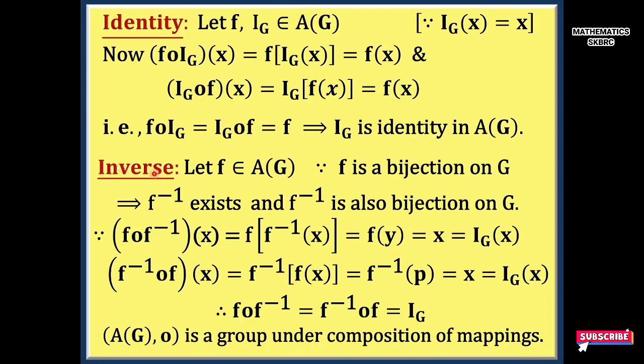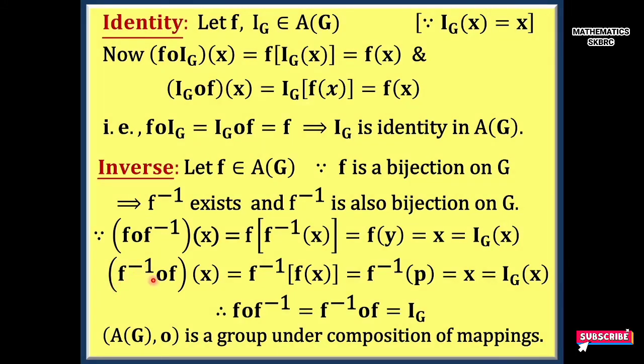Fourth one is inverse. Let f belongs to A of G. f belongs to A of G means f is an automorphism of G. f is one-one, onto and homomorphism. That is, f is a bijective mapping on G. Since f is a bijection on G, then f inverse exists, and f inverse is also a bijective mapping on G. Now f circle f inverse of x is equal to f of f inverse of x. Let f inverse of x be equal to y, then we get f of y is equal to x, that is equal to I_G of x, since I_G of x is x.